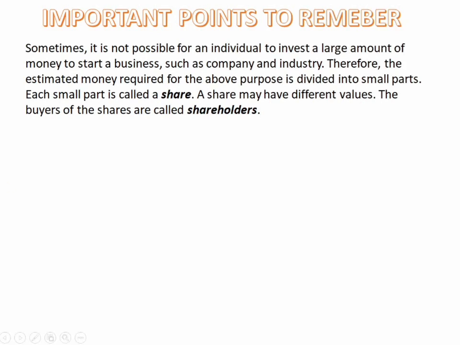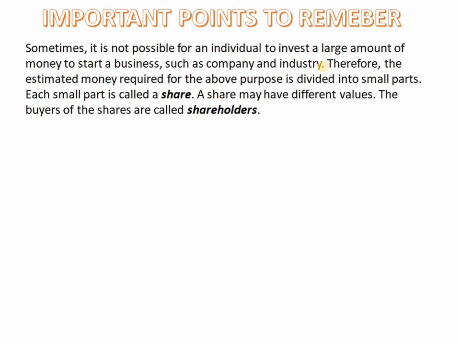So it says, sometimes it is not possible for an individual to invest a large amount of money to start a business such as the company and industry. So it means that suppose if you want to start some business, let's say you want to start a company or you want to set up an industry, it is not possible for you to invest such a large amount of money. So basically what is done is the estimated money required to start the industry or company will be divided into small parts.